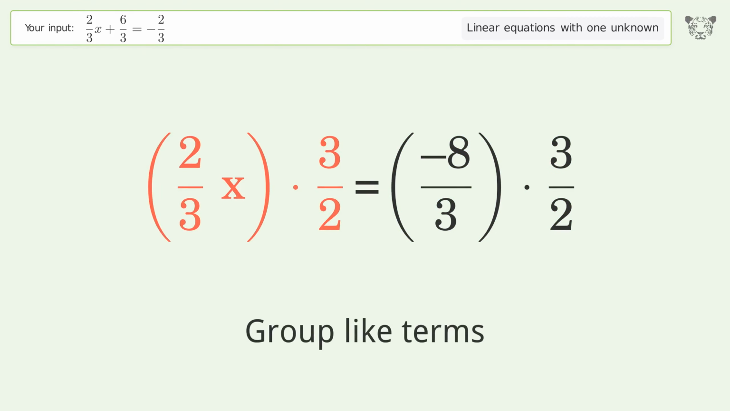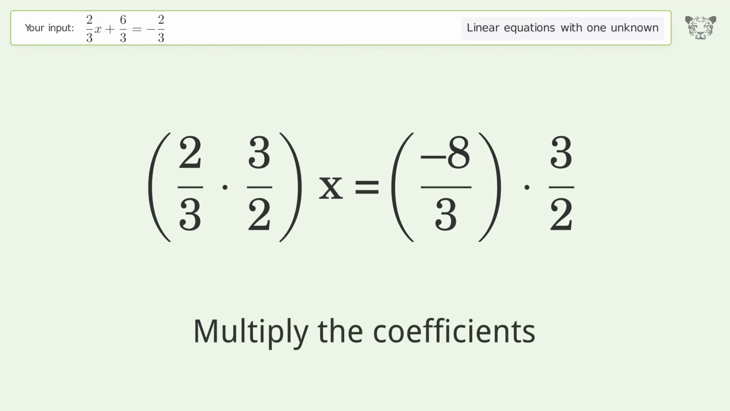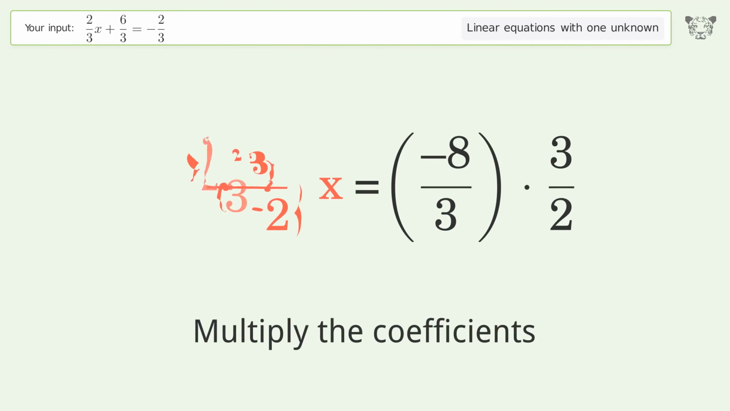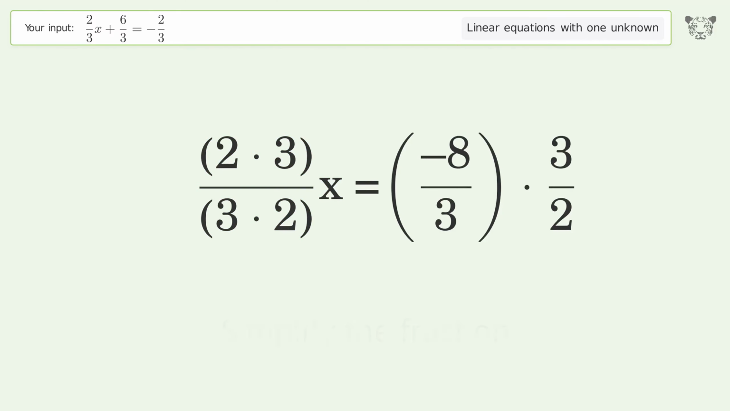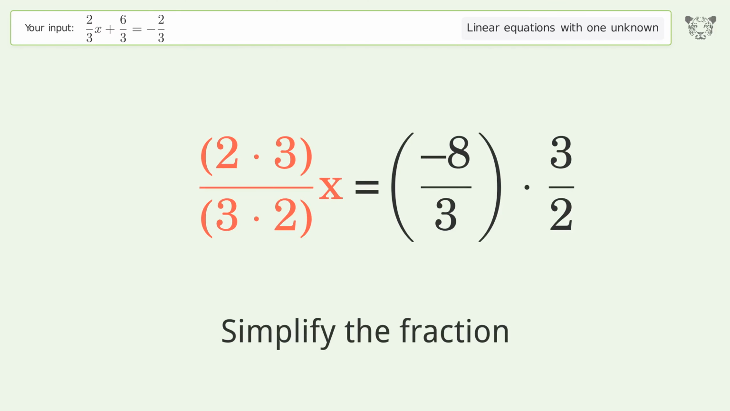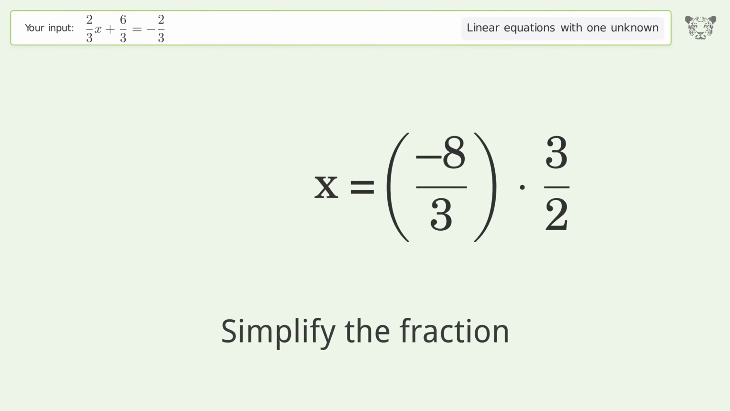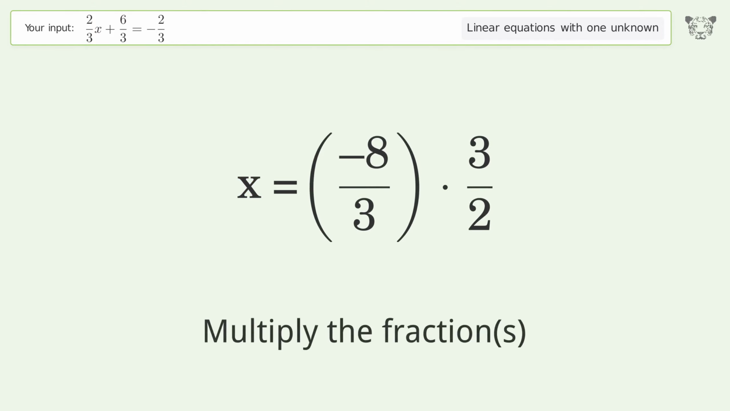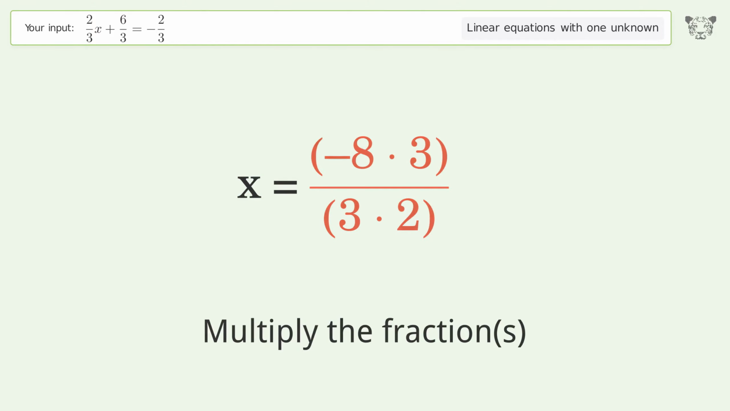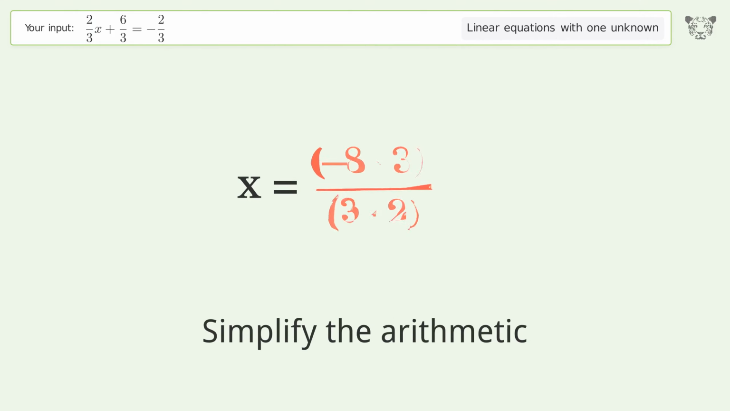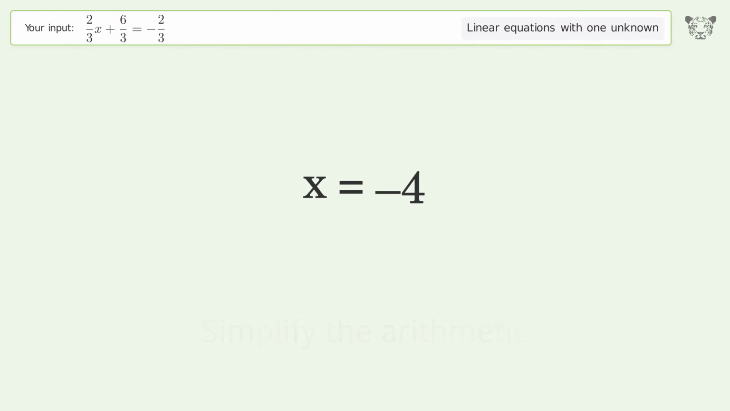Group like terms. Multiply the coefficients. Simplify the fraction. Multiply the fractions. Simplify the arithmetic. And so the final result is x equals -4.